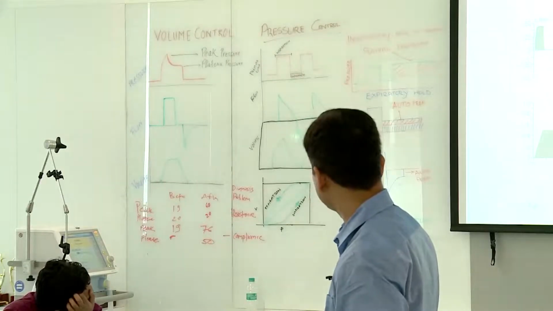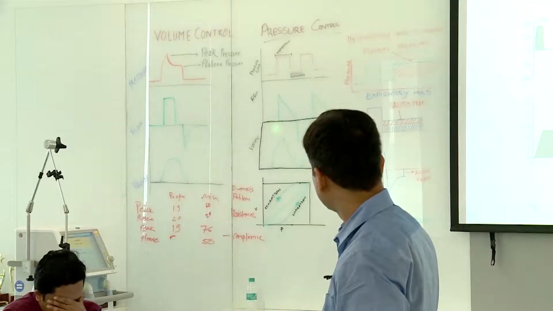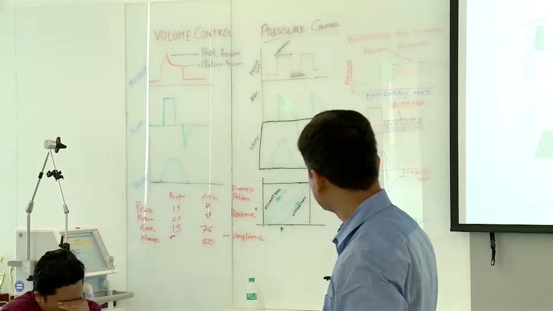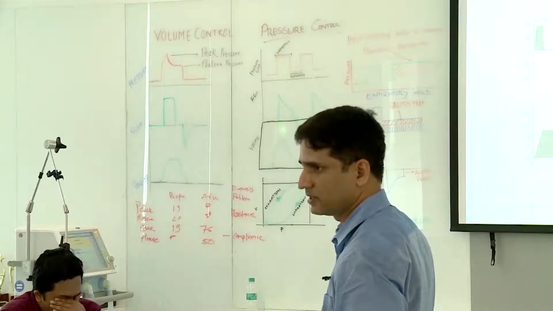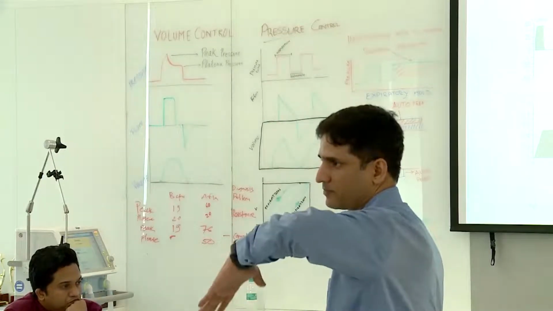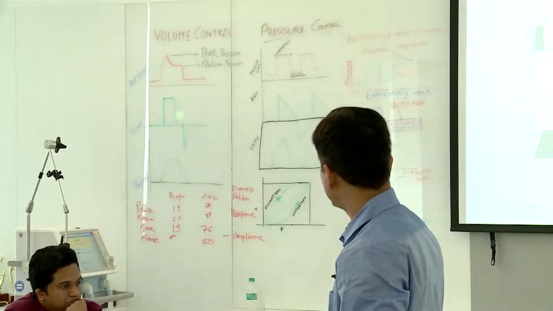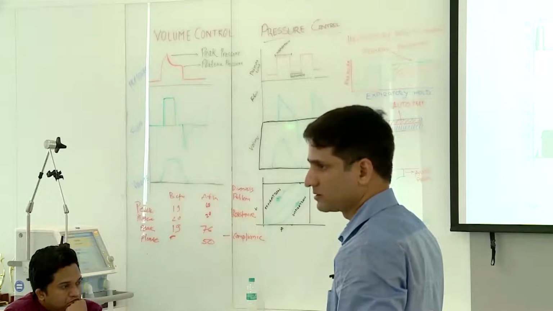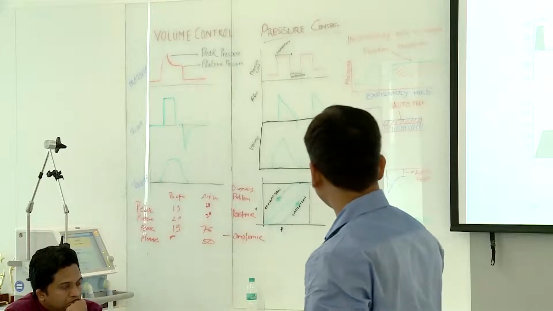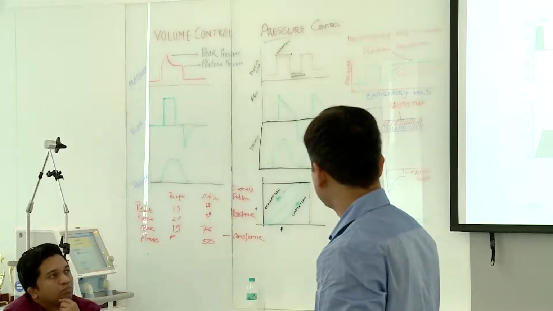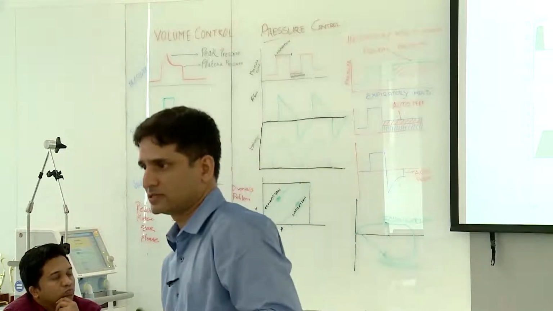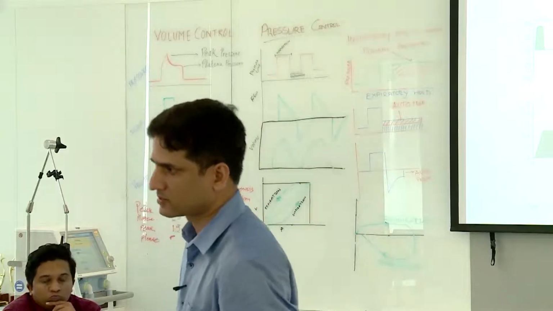In the flow time graph, you can see the flow suddenly reaches the top, then gradually the flow decreases from the top to the bottom. This pattern is called a decelerating pattern. So this one is a square wave pattern, and this one is a decelerating pattern. This is the difference between pressure control and volume control. And the volume time graph in both volume control and pressure control looks the same, there is no difference.